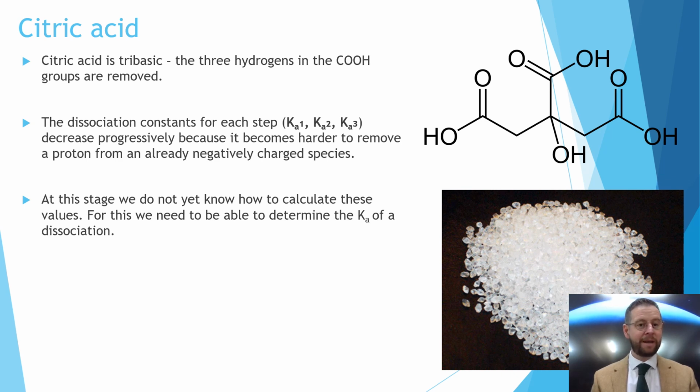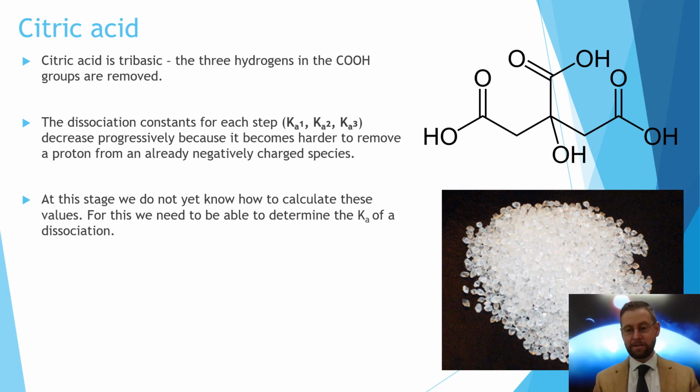And whilst we're here, we might as well talk about citric acid found in lemons and limes. So this is tribasic. There are 3 hydrogens that could come off. There are 3 COOH groups. It means there would be 3 dissociation constants: the first one to be removed, the second one, and the third one. And it becomes progressively harder to remove a proton as what remains becomes more and more negatively charged. So here we would need to calculate all 3, and we don't yet have the machinery to do that. But just so that you know, citric acid is tribasic, with 3 different values of the acid dissociation constant.